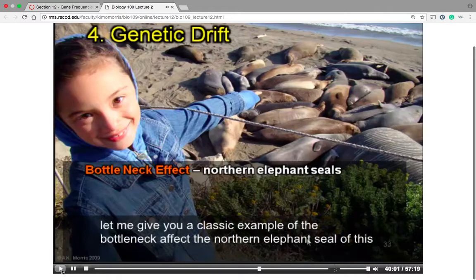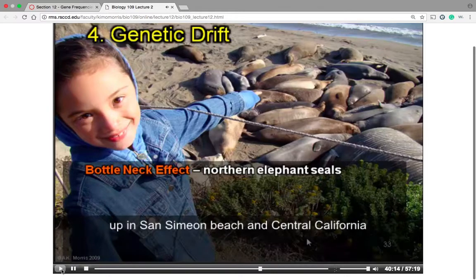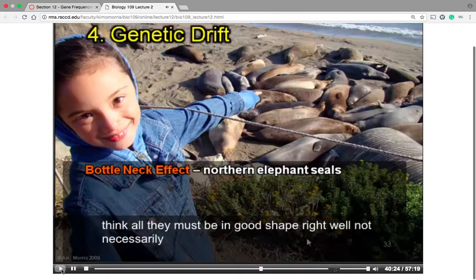Let me give you a classic example of the bottleneck effect, the northern elephant seal. This is my little vertebrate here, my little vertebrate offspring, who is pointing out elephant seals up in San Simeon Beach in Central California. Now, you know, these seals actually have a pretty darn big population now. They're actually numbering somewhere around 40,000. So you might think, oh, they must be in good shape, right?